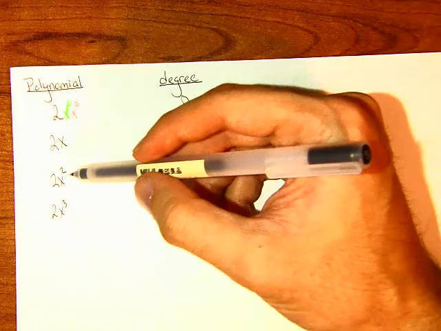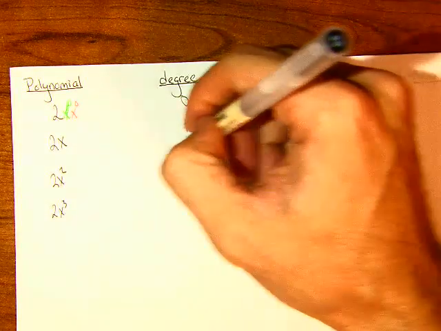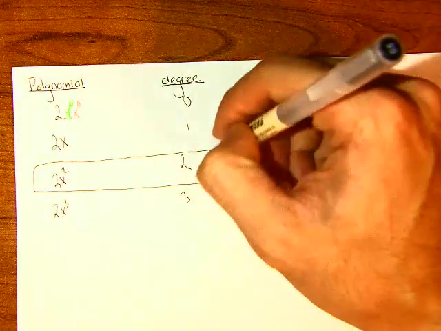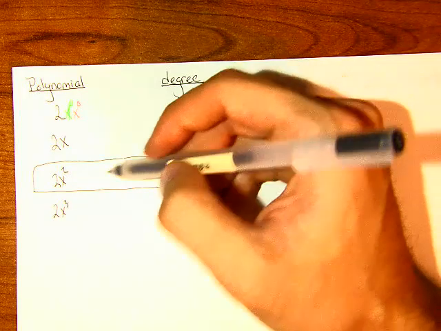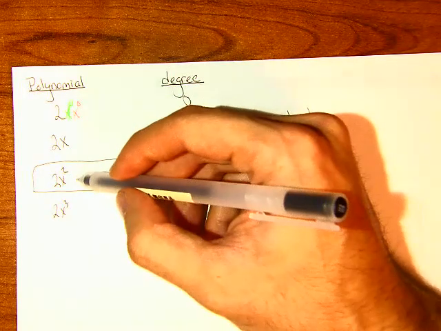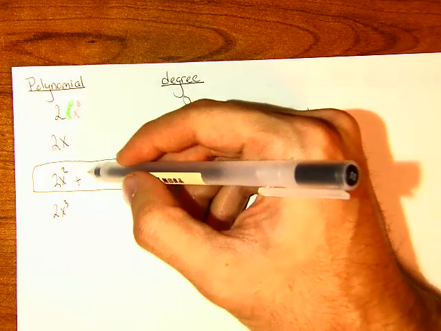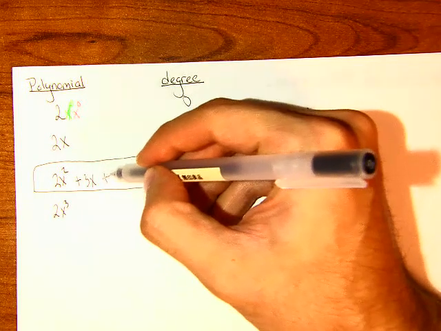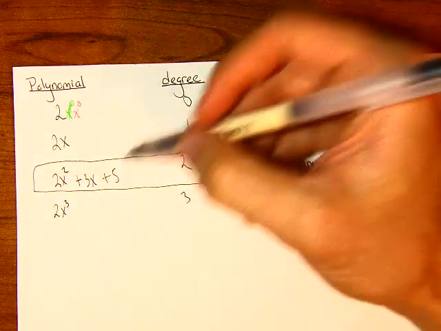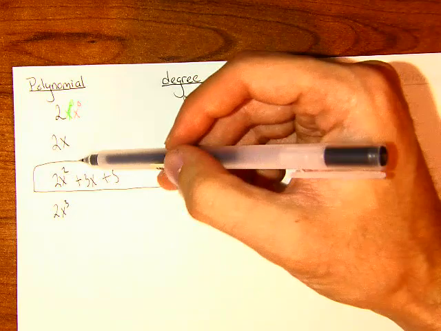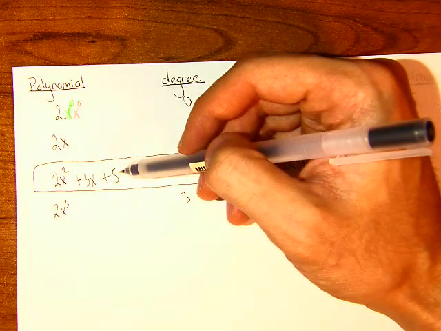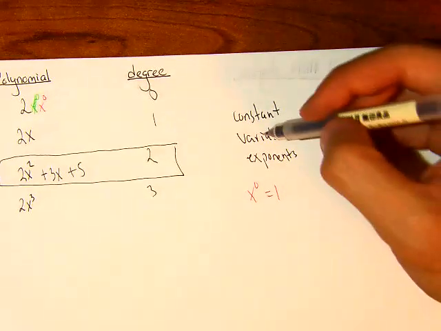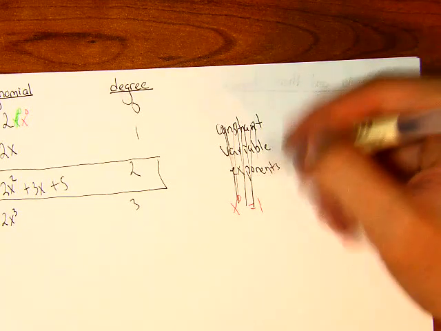But if you have a polynomial, let's focus on this. If you have a polynomial of 2x squared, sometimes you could have some other terms. Maybe you could have 3x plus 5, right? This is still a degree 2 polynomial because 2 is the highest degree. And we call this, oh, I should have probably had a list of names.